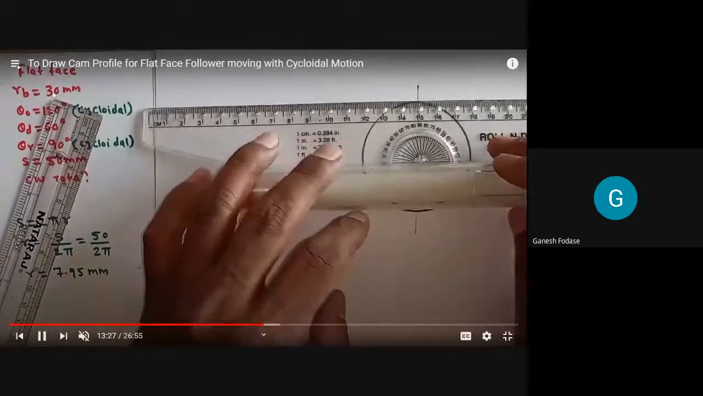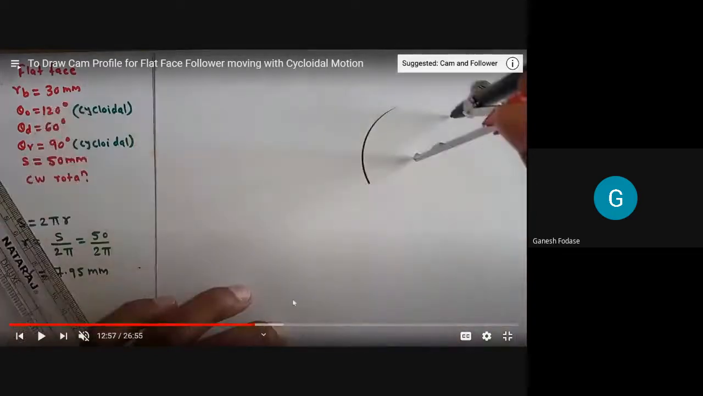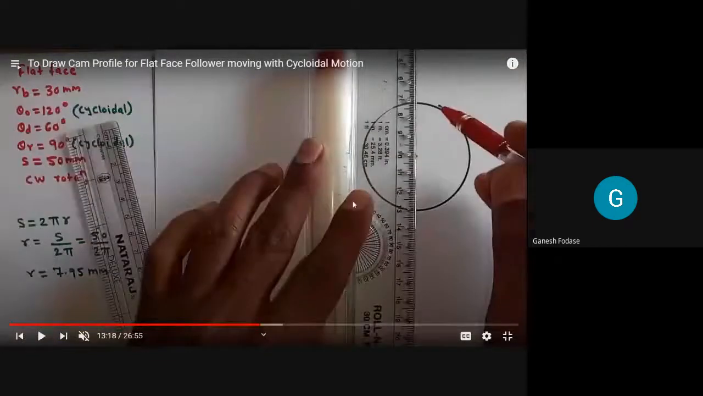You can see here. Now listen, after this, as the follower is a radial follower, hence the first position of the follower is on a perpendicular passing through the center of the cam. So the first position is here. I'm showing it with an arrow. Just draw a perpendicular passing through the center of the cam. That is your first position of the follower.